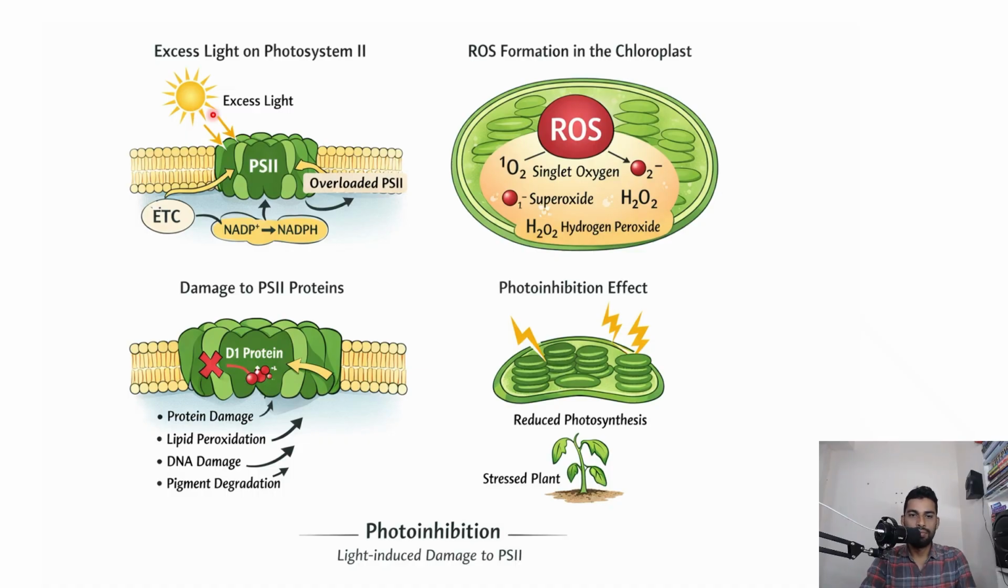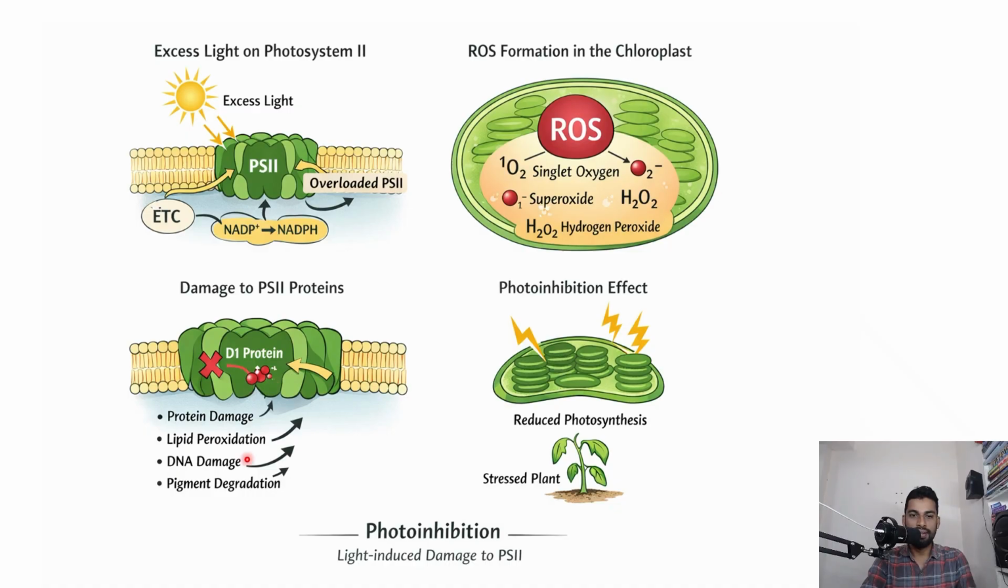Watch the diagram. There is excessive light that falls on photosystem II. The ETC cycle is happening rapidly, so proton ions are increasing here. Overload happened on photosystem II, so singlet oxygen is formed. The main component of photosystem II is the D1 protein. That D1 protein is getting damaged.